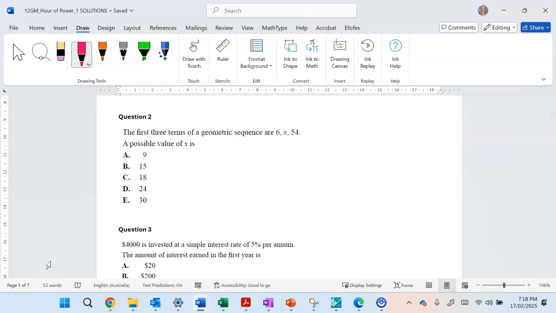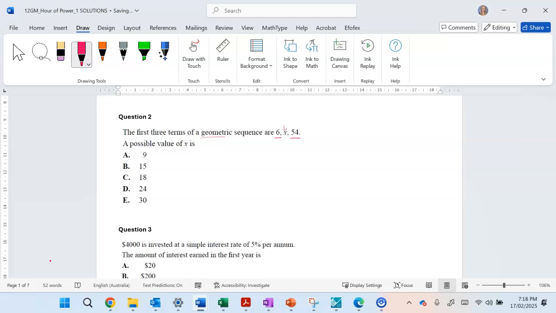All right, question number 2. The first 3 terms of a geometric sequence are 6, something, and 54. So geometric means we're multiplying by a common factor. So we're going from 6 to something to 54. Think about what I would need to multiply 6 by to get this number. So you can have a fraction.